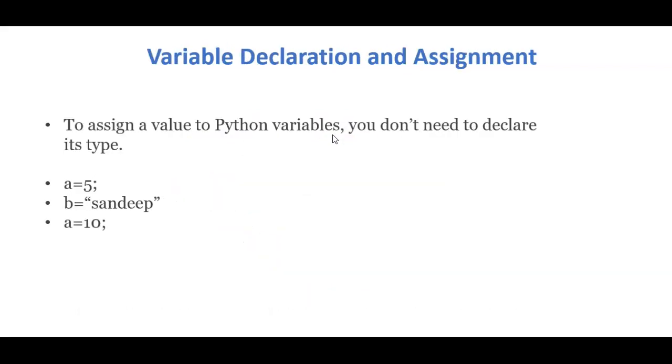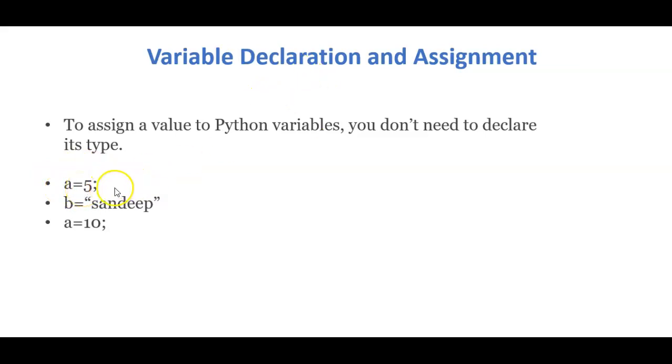Next, variable declaration and its assignment. How do we create a variable and how do we assign a value? To assign a value to Python variables, we don't need to declare their type. So how do you declare a variable and assign a value? A equal to 5, B equal to Sandeep, A equal to 10. This is how we declare a variable and do the assignment. We just create a variable, put an equal to sign and give the value, A equal to 5. This is how we create a variable and assign a value to it with the help of the equal to operator.